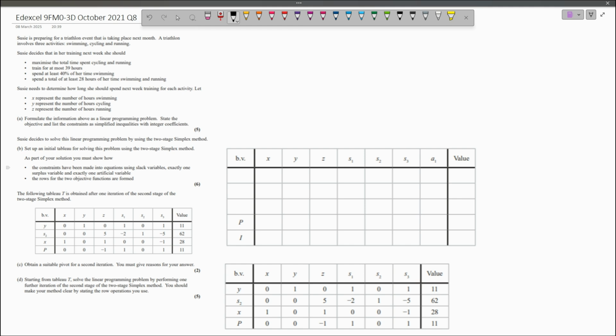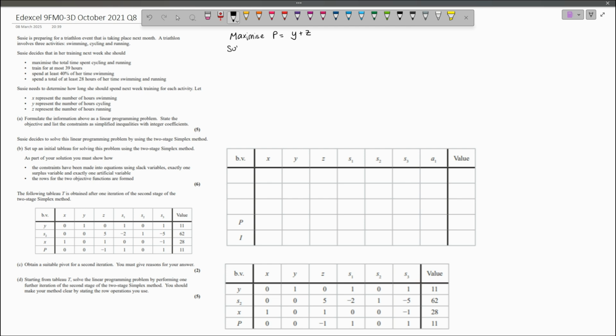So let's try and list the objective first of all. We want to maximise the total time spent cycling and running. So we want to maximise a variable P, and P consists of the time spent cycling and running. So we're maximising y plus z, as that represents the time spent cycling and running.